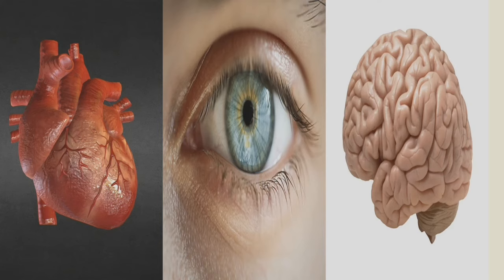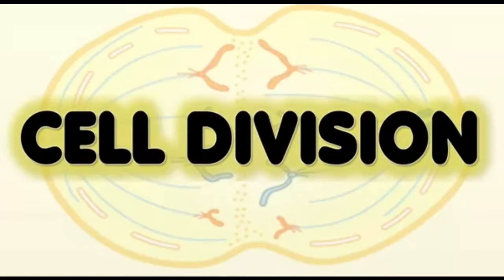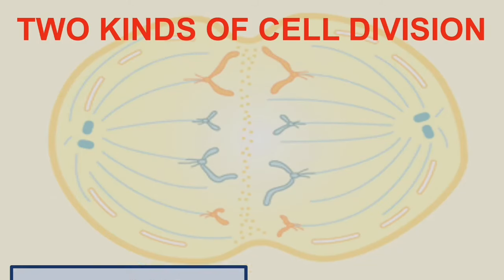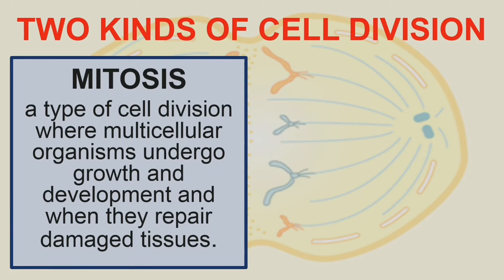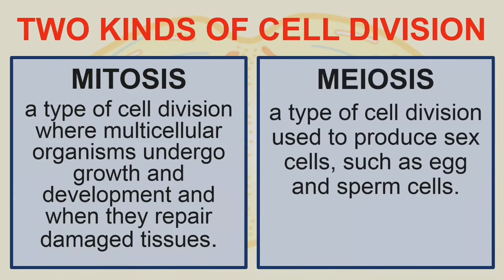After the interphase, to complete the whole cell cycle, the cell may now be ready to undergo cell division. We have two kinds of cell division. The first one is mitosis. It is a type of cell division where multicellular organisms undergo growth and development and repair damaged tissues. The other one is meiosis. It is a type of cell division used to produce sex cells such as egg and sperm cells.